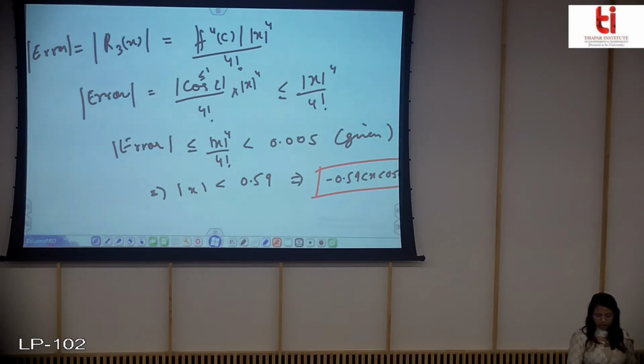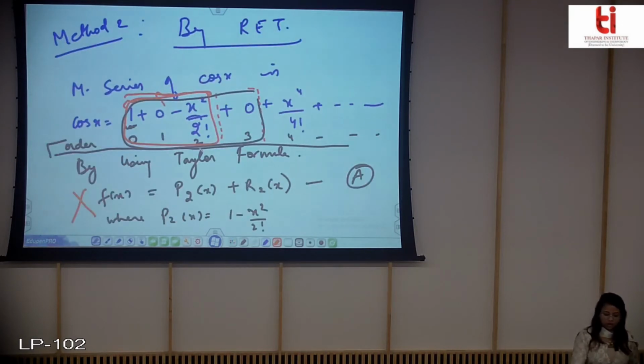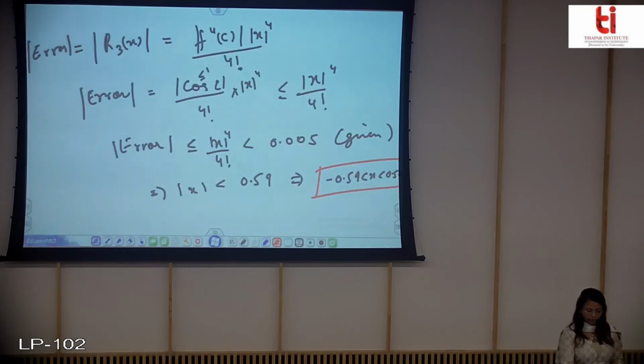The interpretations are the same. So the main thing to note here is that do not consider the lower order polynomial for the Taylor formula when the next term is coming out to be 0. You have to consider this also. Okay, so let us do another problem.